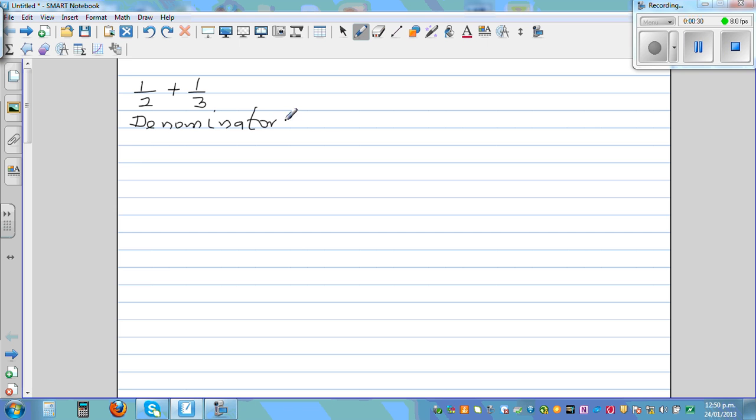Denominators equal. So you've got two denominators, 2 and 3. You have to find the least common multiple of 2 and 3. So what's the LCM, or the least common multiple, of 2 and 3? Well, that's easy. That's 6. 2 times 3 is 6 and 3 times 2 is 6.